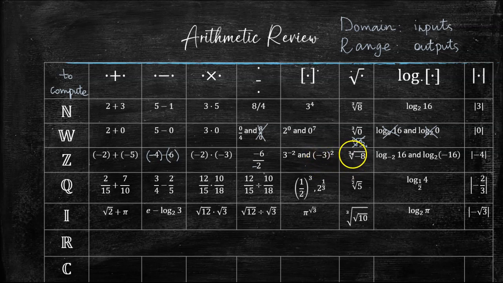Do you know that you can take a cube root of negative 8, but you cannot take a square root of negative 4? This one is not defined. What does that mean? That means negative 4 is not in the domain of the square root operation. Same here: bases of logs cannot be negative, and we cannot take logs of negative numbers. However, the absolute value of a negative number is well defined.